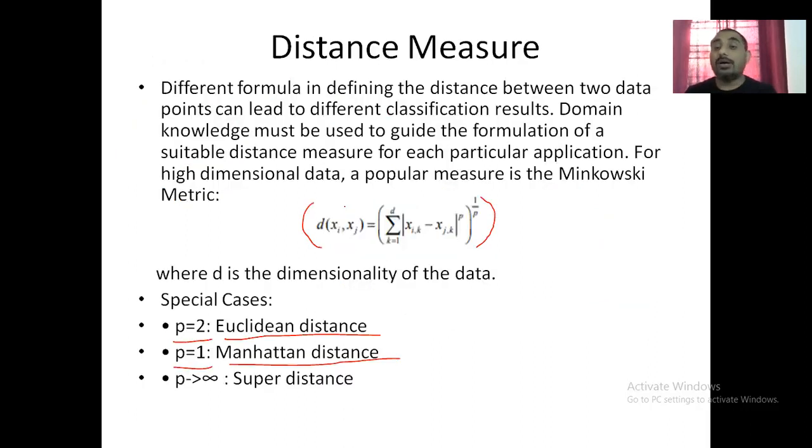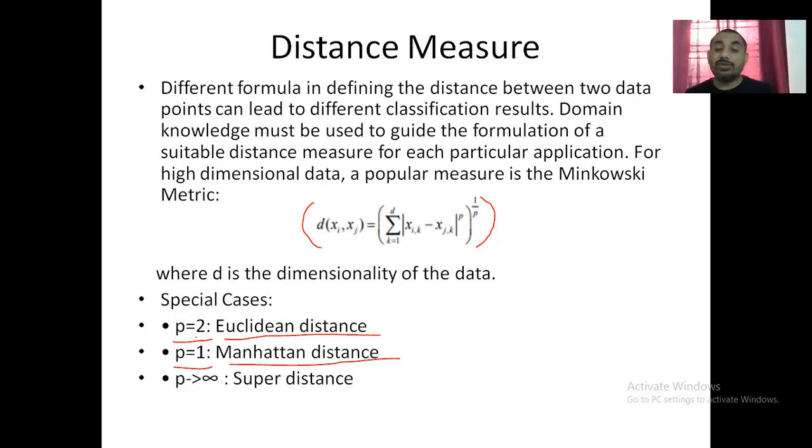This is the formula through which we can compute the distance between two objects and the distance between two clusters. The formula is d(xi, xj) equals the summation of k equal to 1 to d of |xik minus xjk| to the power p, and the whole to the power 1 by p. On the basis of this p, we can compute different types of distances.